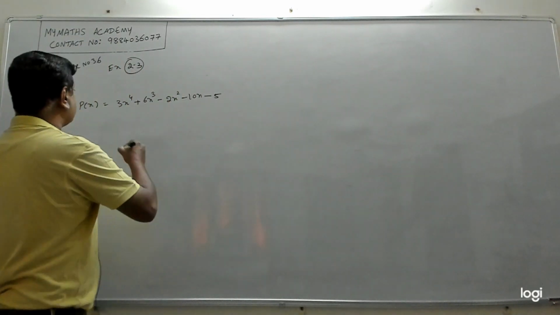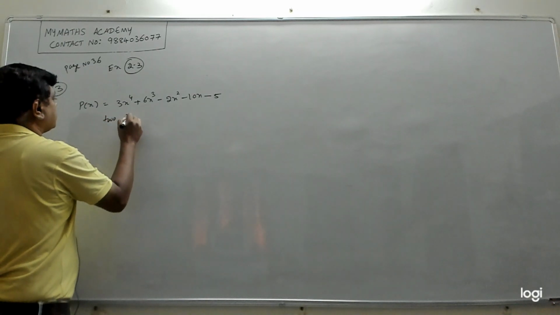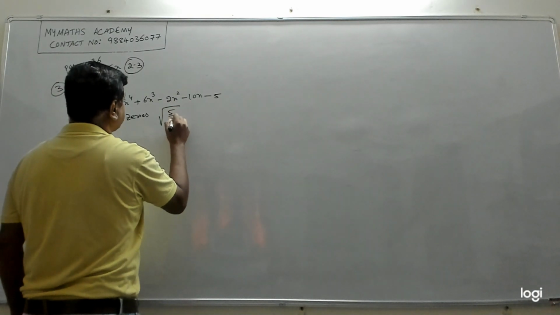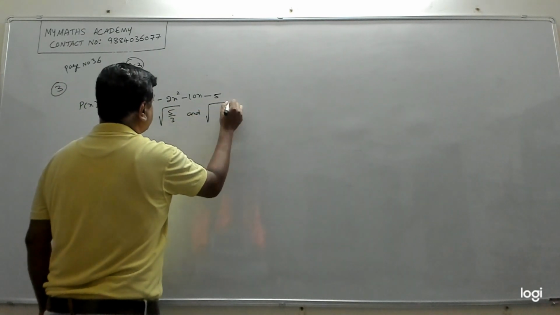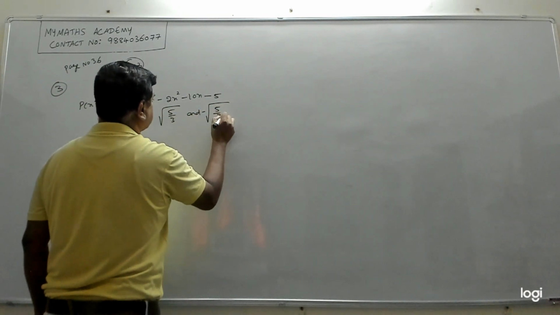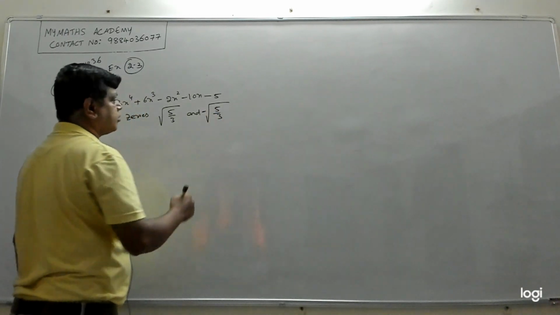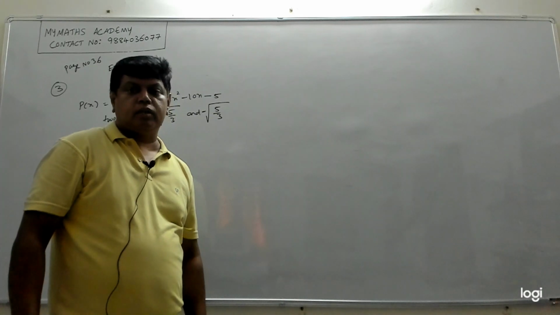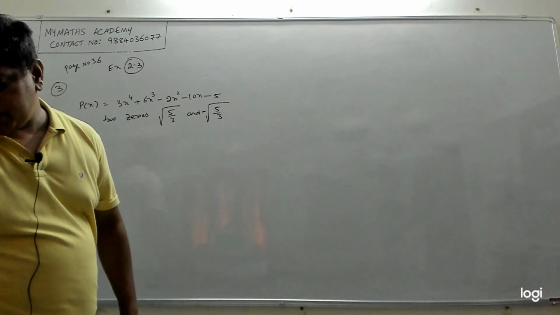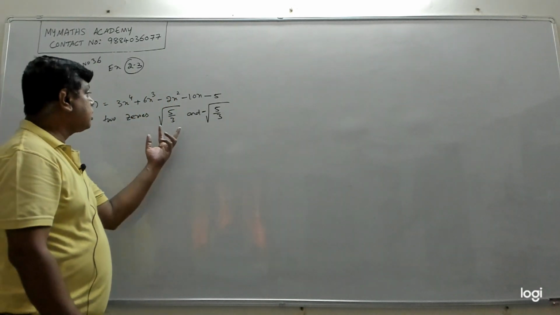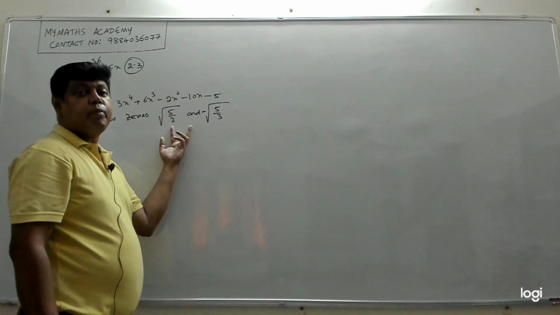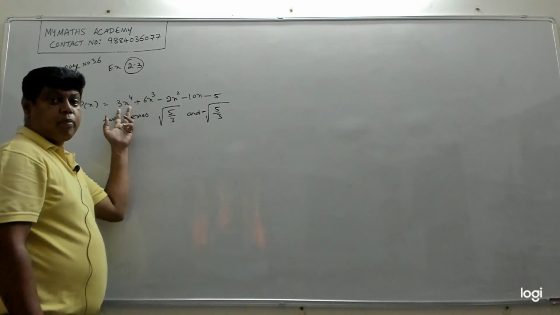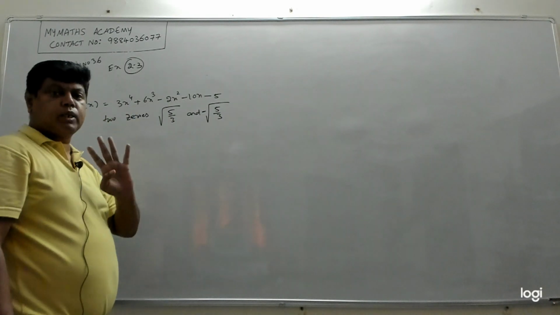What are the two zeros? Two zeros given are root of 5 by 3 and minus root of 5 by 3. So two zeros are given. We have to find the remaining two zeros. Obviously, this is a polynomial of degree 4, so it will have a maximum of 4 zeros.